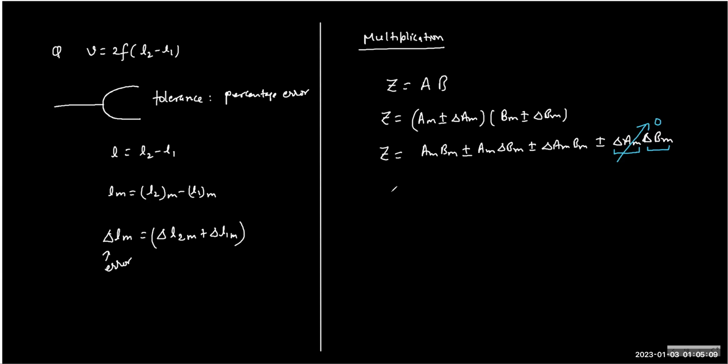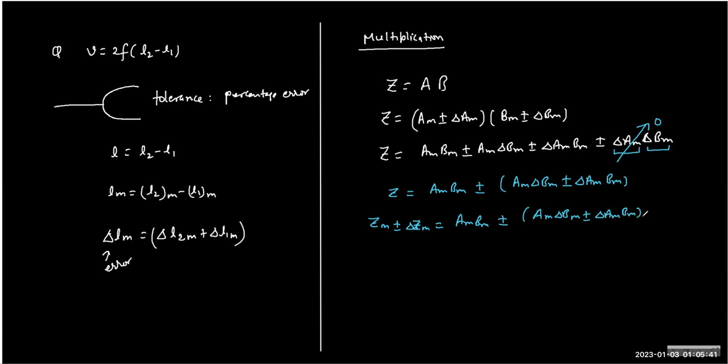Okay, so what are you left with now? You're left with am bm plus minus am delta bm plus minus delta am bm. And if you compare with this relation which we understood before, then I have to write this as the maximum possible. So how to get the maximum again? It is possible only when you make the sign between them positive, right? Yes.